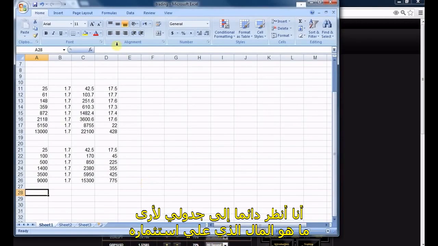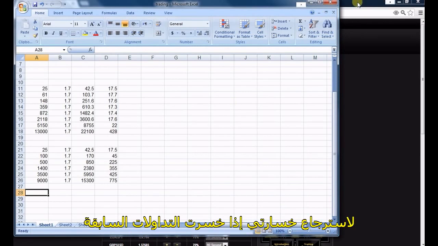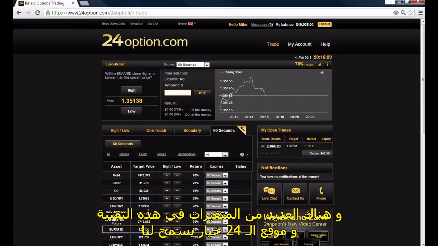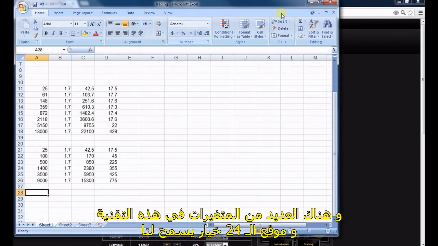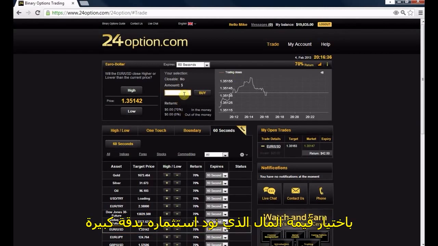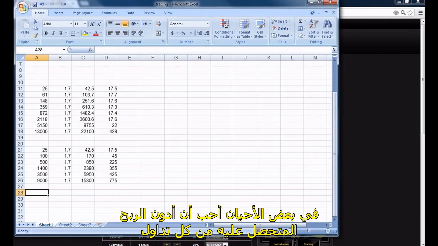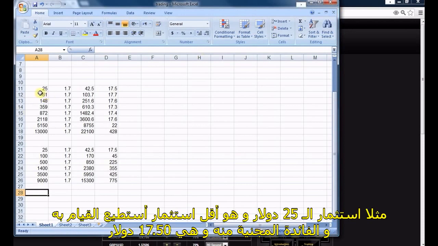I'm always going to look at my Excel sheet and see what values I need to invest in order to win back the money from previous lost trades if I do lose a trade. There are several variants on this technique, and we can change it up here in 24options because it allows us to really choose the amount we're going to invest. Sometimes I like to make a certain profit on my trades. I would like for it to be consistent.